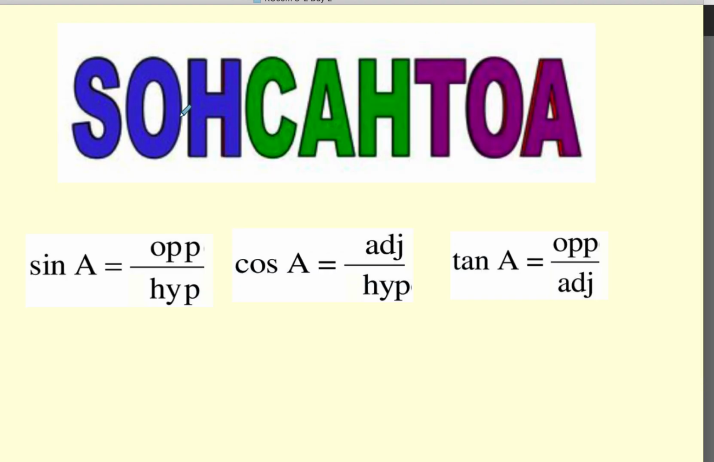Now here's an easy way to remember it. It's called SOHCAHTOA. So stands for sine, opposite over hypotenuse. Ca stands for cosine, adjacent over hypotenuse. Tangent stands for opposite over adjacent. Did you notice that I always say the entire word? I don't say the three letters. You have to say sine, cosine, and tangent.